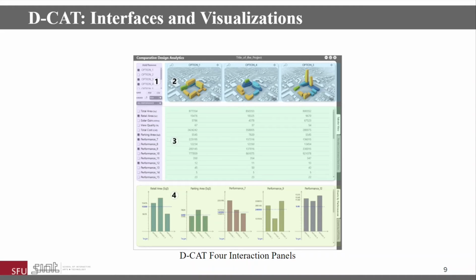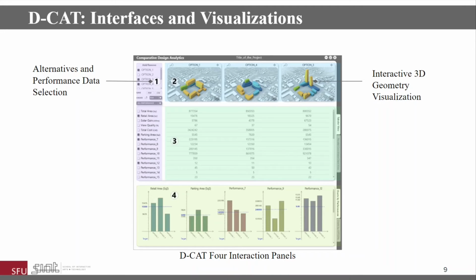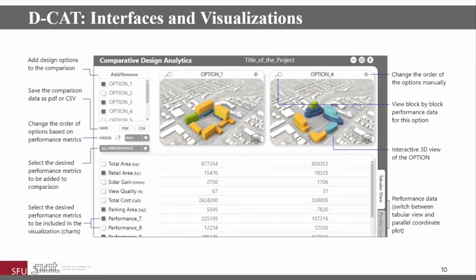The interface consists of four main interaction panels: alternatives and performance data selection, interactive 3D geometry visualization, performance metrics tabular view, and performance data visualizations. The Alternatives and Performance Data panel provides customizable visualization of design data following the selection of design options. The system can export the comparison data to be shared with others or be further analyzed in design navigation tools such as Design Explorer, Design Sense, and DArt in a parallel process.